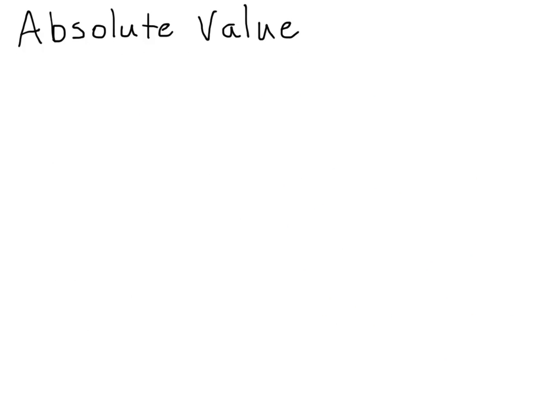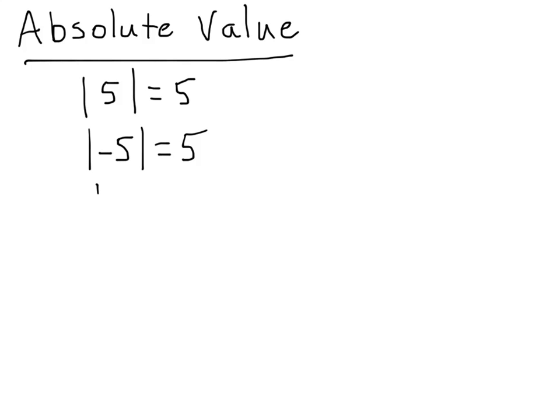Now I have this notion of the absolute value. And one way to look at the absolute value is that the absolute value gives essentially the magnitude or the size of a number. So if we talk about 5, the absolute value of 5 is just 5. The absolute value of -5 is 5.